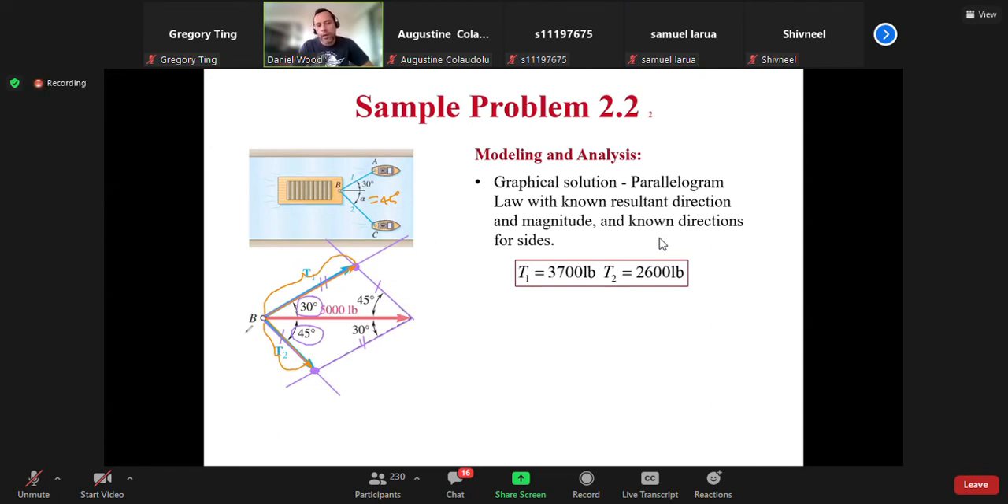Now, in the real world, you're probably not going to have this. You're going to have to think of ways and means to measure these angles and measure these tensions. But again, this is getting you to think outside the box and give you tools to be able to solve these kinds of problems. Okay.